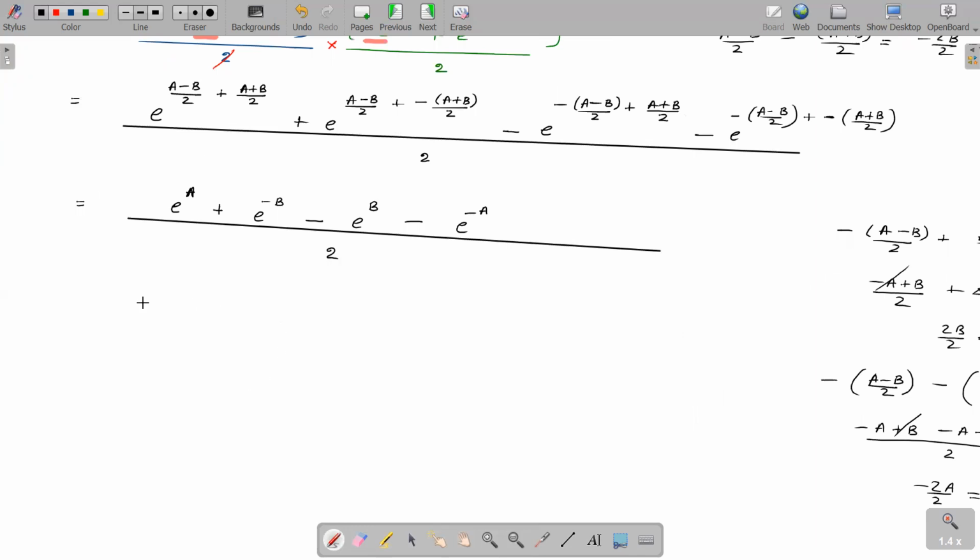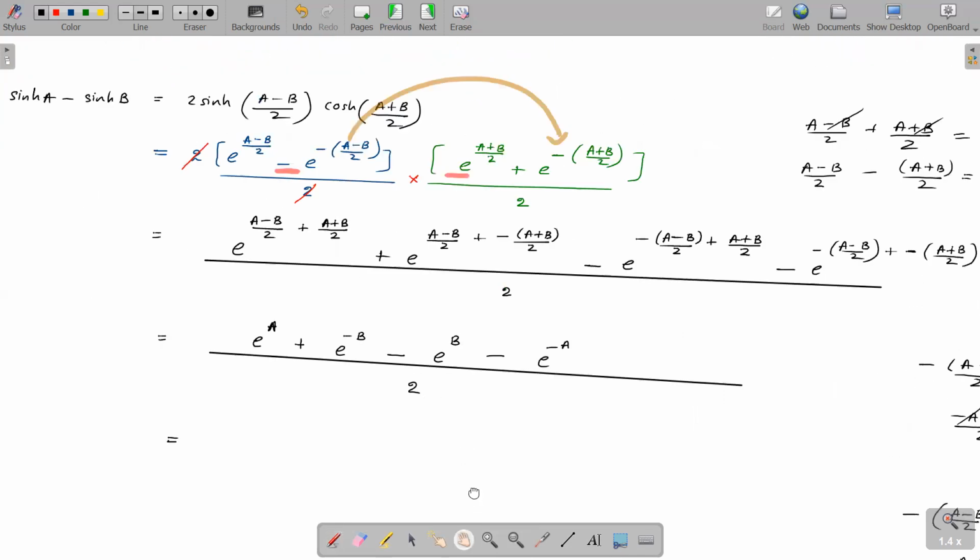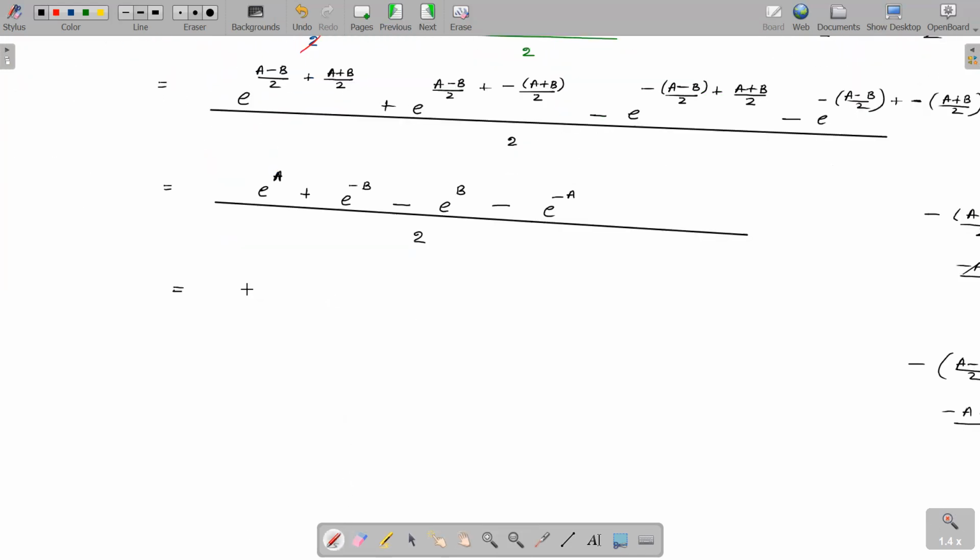Okay. And now it's time to separate them out. So separate them. So you have here e to the power a minus e to the power negative a, divided by 2, plus e to the power negative b minus e to the power b, divided by 2. Can you see, guys? I separated the a terms and the b terms. All right.